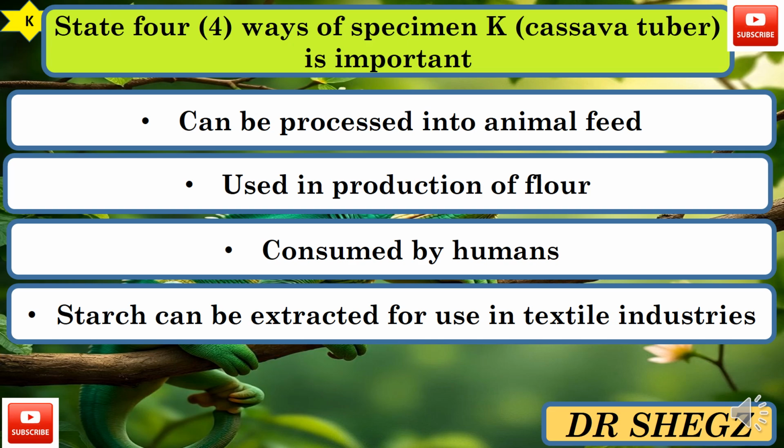State 4 ways specimen K is of importance. Now, it can be processed into animal feed, used in the production of flour consumed by humans, and starch can be extracted for use in the textile industry. It's consumed by humans. What I mean by that is it is used to make different things that humans consume, whether it's cassava flour, whether it's gari. All of these are very important to humans.